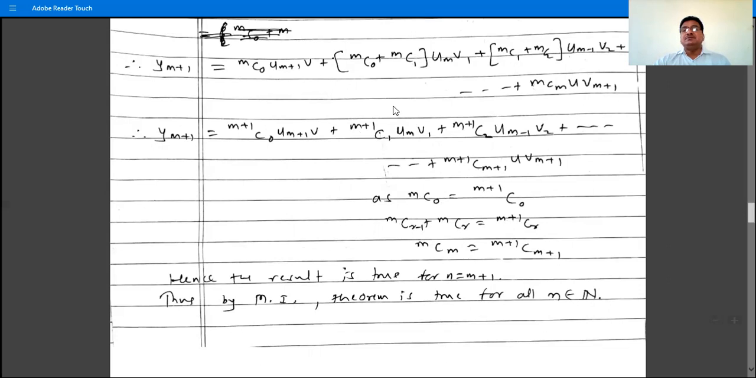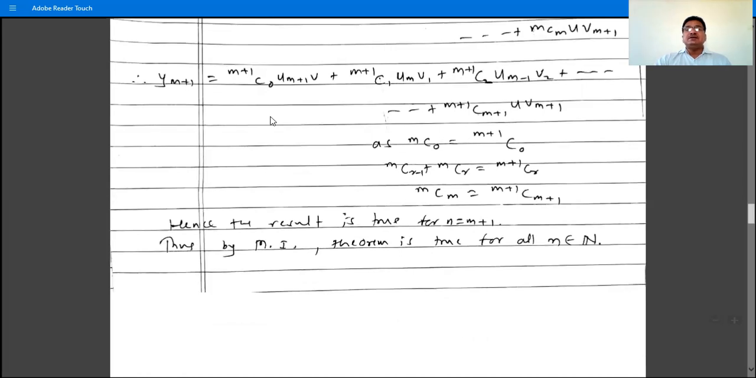So mC0 plus mC1 is (m+1)C1, um v1 as it is. Then similarly, by using the same rule, mC1 plus mC2 is (m+1)C2, u(m-1) v2. And mCm and (m+1)C(m+1) are both the same, because the value of mCm is 1 and the value of (m+1)C(m+1) is 1. So write it as (m+1)C(m+1) u v(m+1) as it is. And this is what we have to prove.